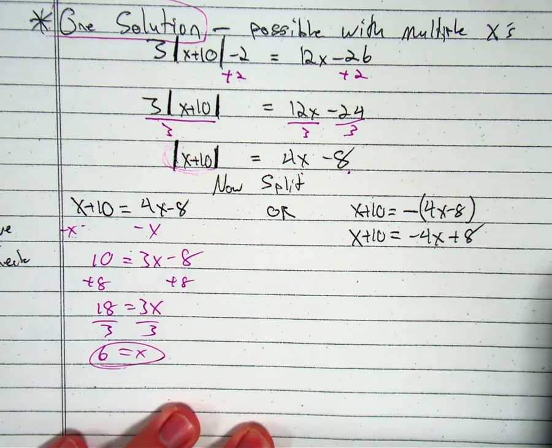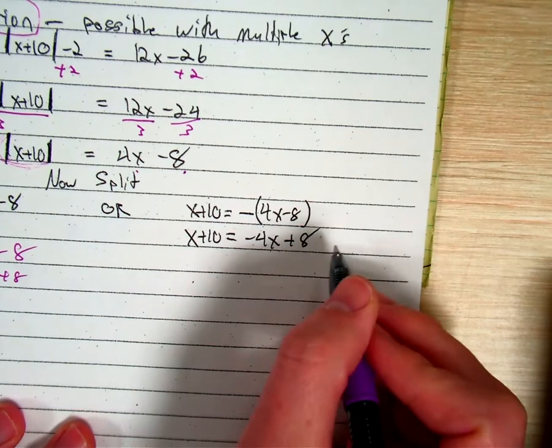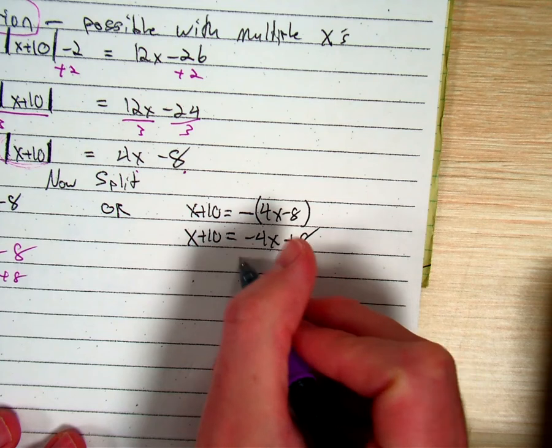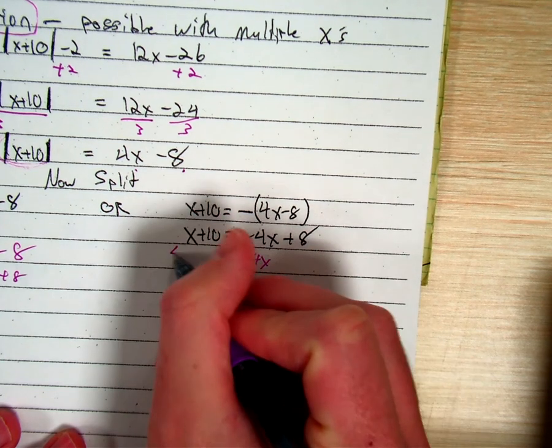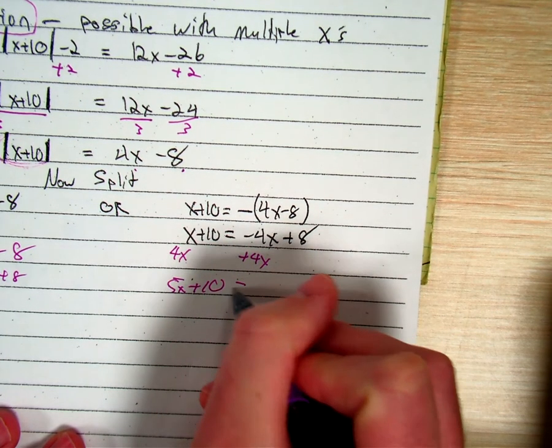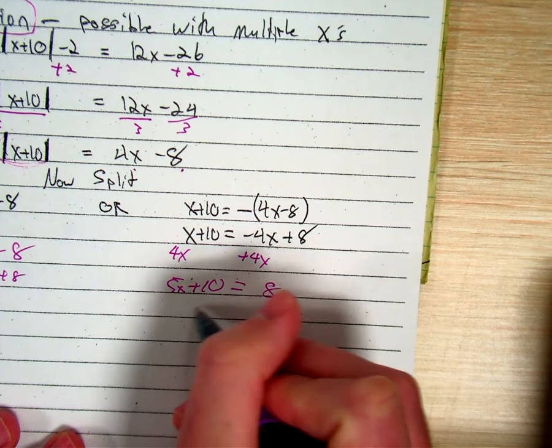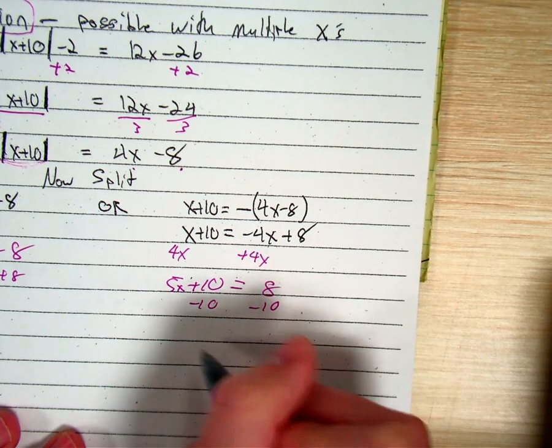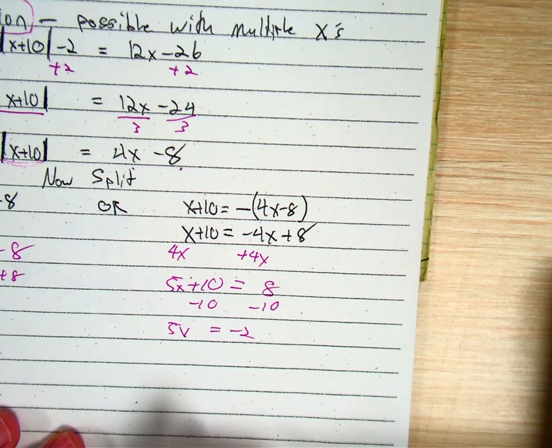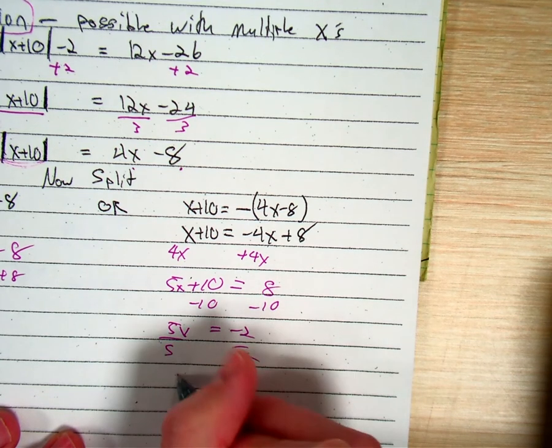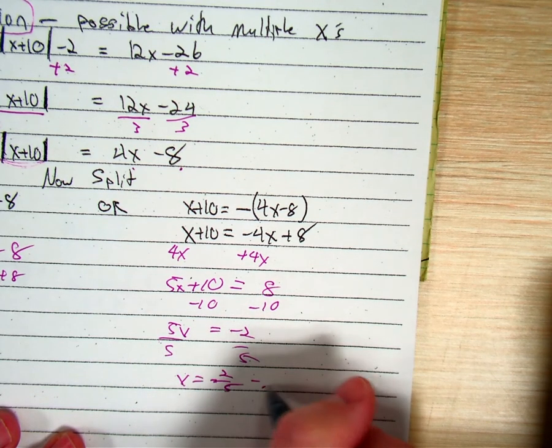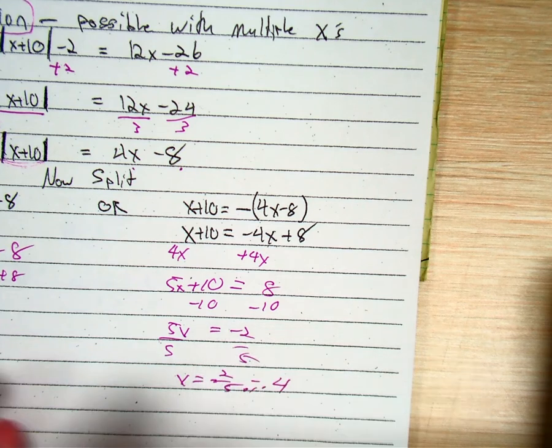All right, what about over here on the other side? I want to get positive x's if I can, so we're going to add 4x. 5x plus 10 equals 8. Minus 10, minus 10. 5x equals negative 2. Divide by 5. x equals negative 2/5 or negative 0.4, however you want to look at that.